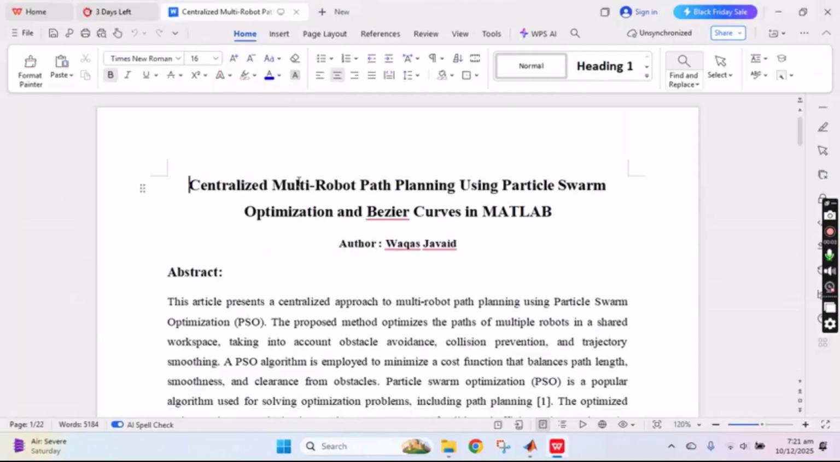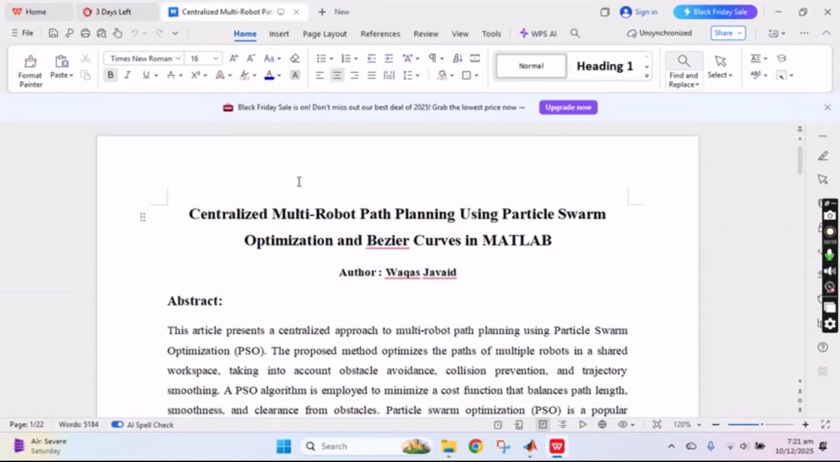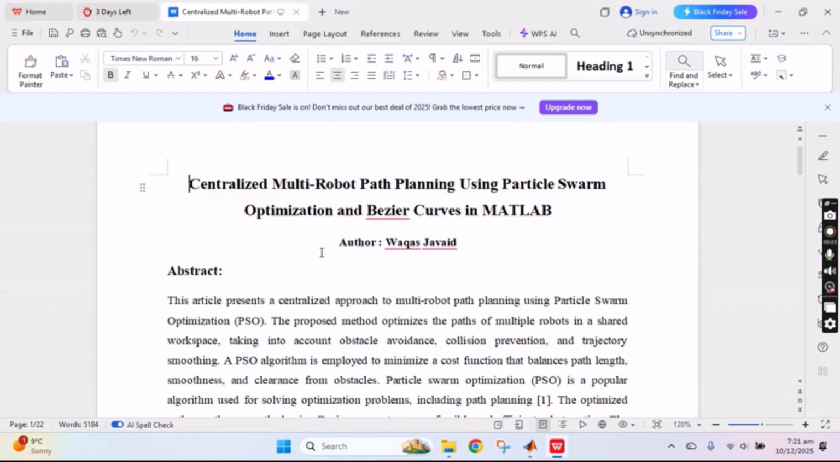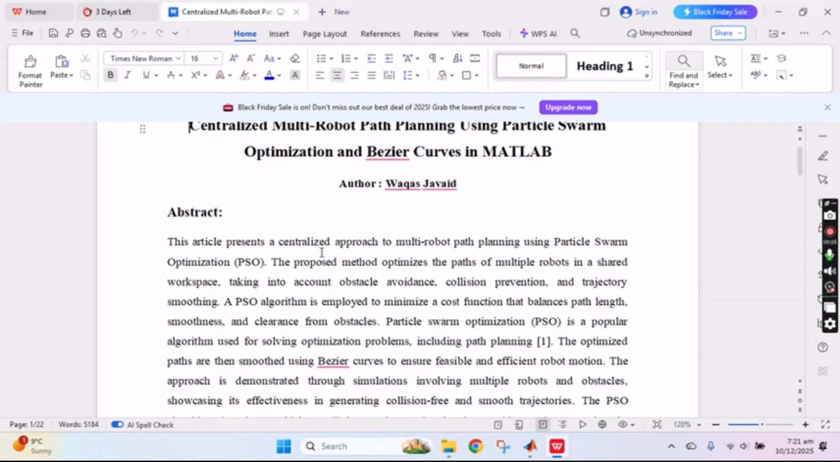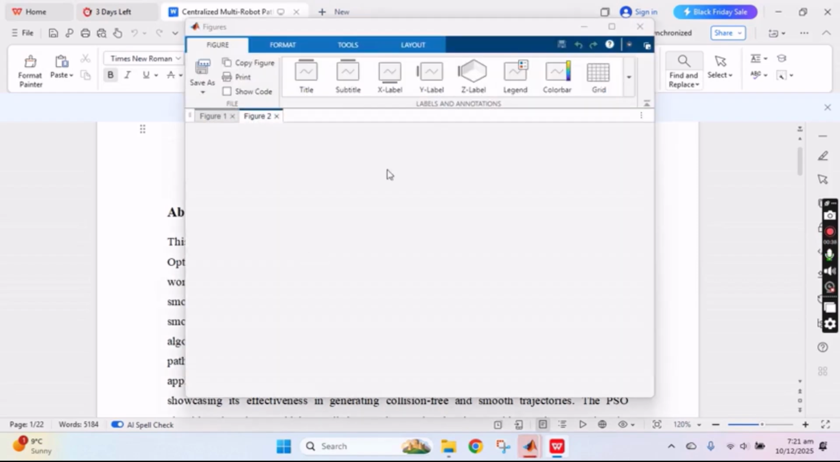Hi, this project is related to centralized multi-board path planning using particle swarm optimization and Bézier curves in MATLAB. Basically, in this complete project, we are discussing the PSO technique for multi-board path planning, used to achieve obstacle avoidance, collision prevention, and trajectory smoothing. The PSO algorithm basically minimizes the cost function.